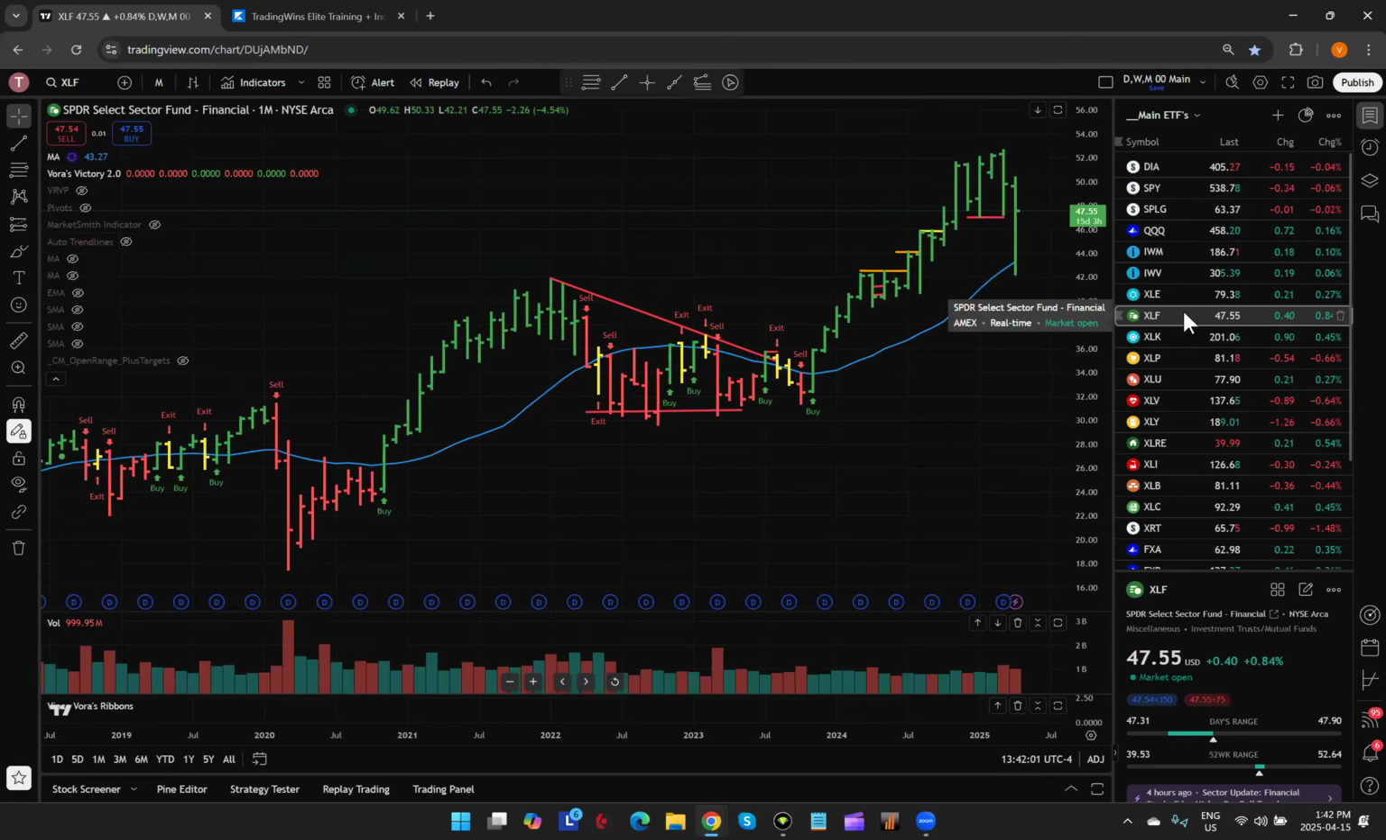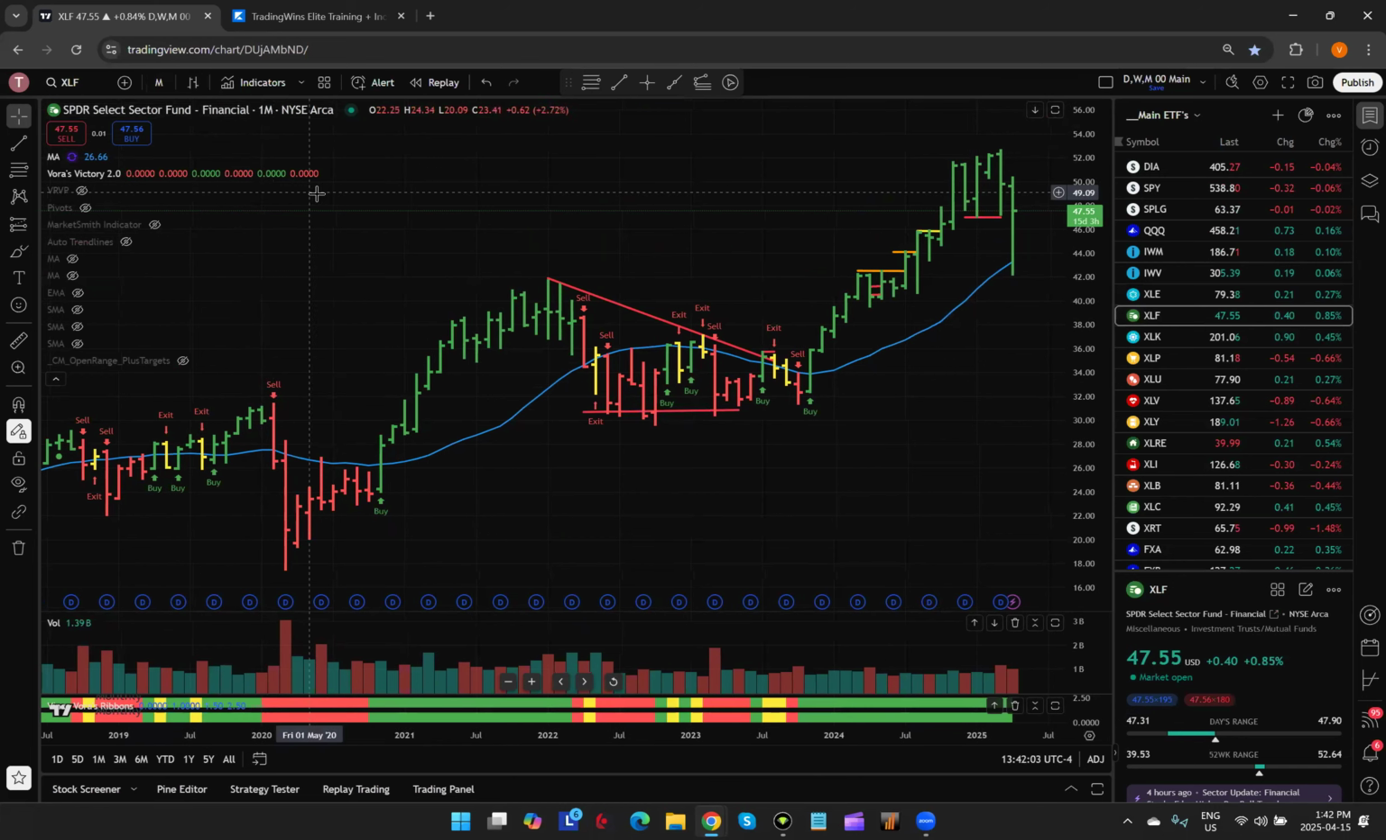If we look at XLF, now these are the monthly charts, okay? Looking at the longer term picture here, we've had a nice bounce off that 20. In fact, we came right back down to this prior high and bounced. That's great structure when you're looking at a chart. Holding support like that and bouncing is bullish.